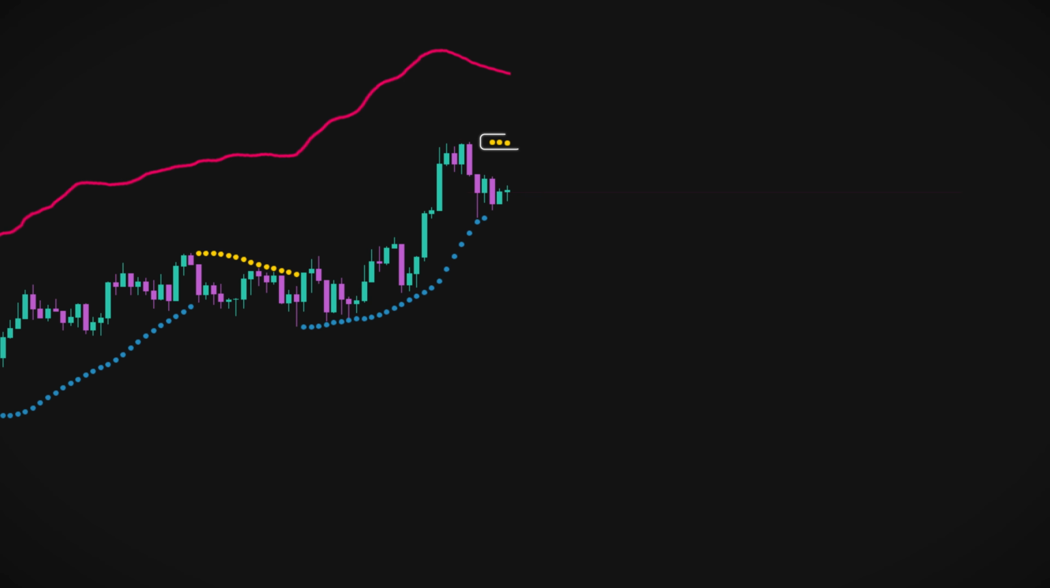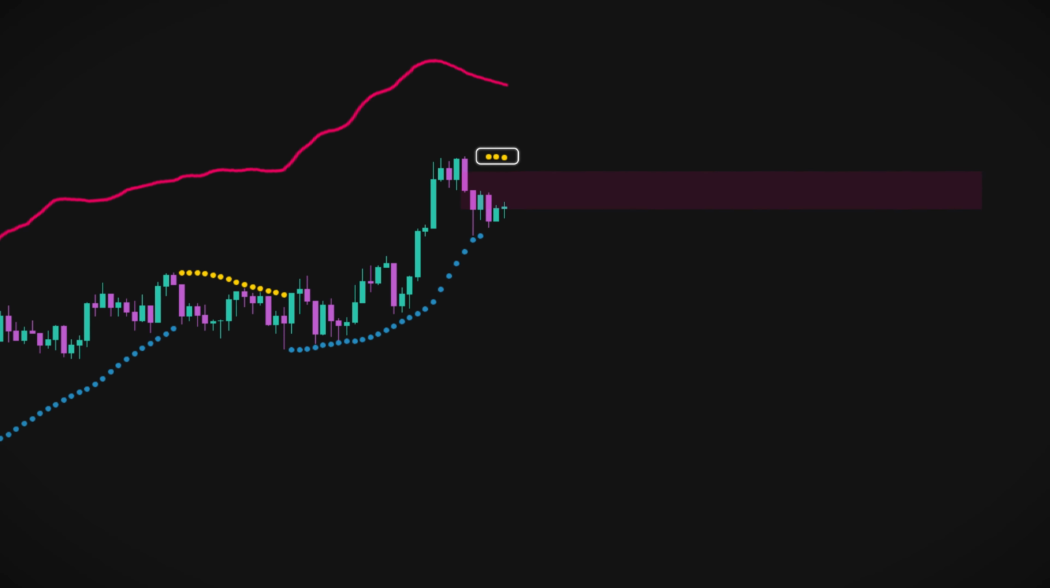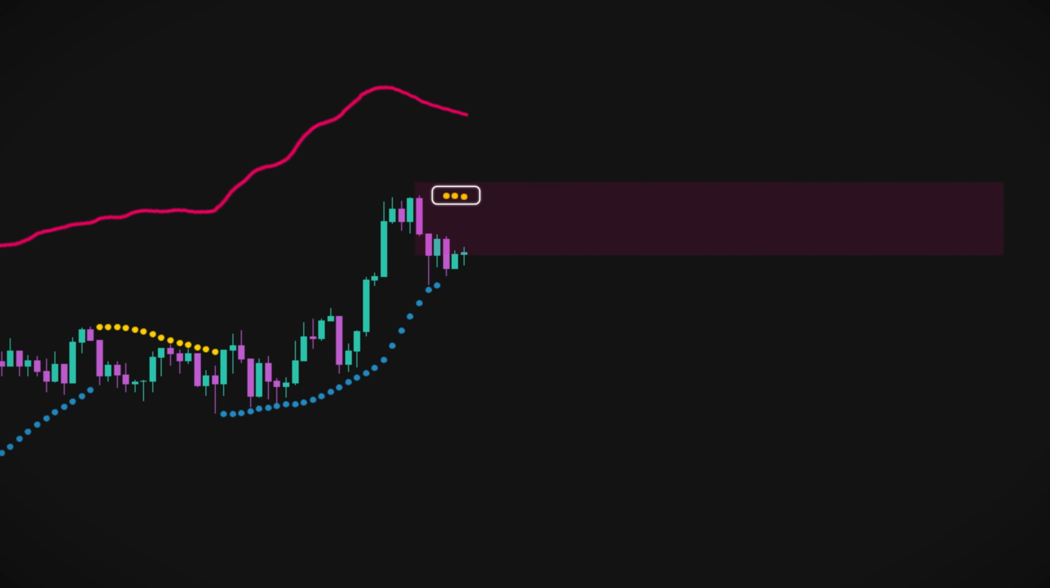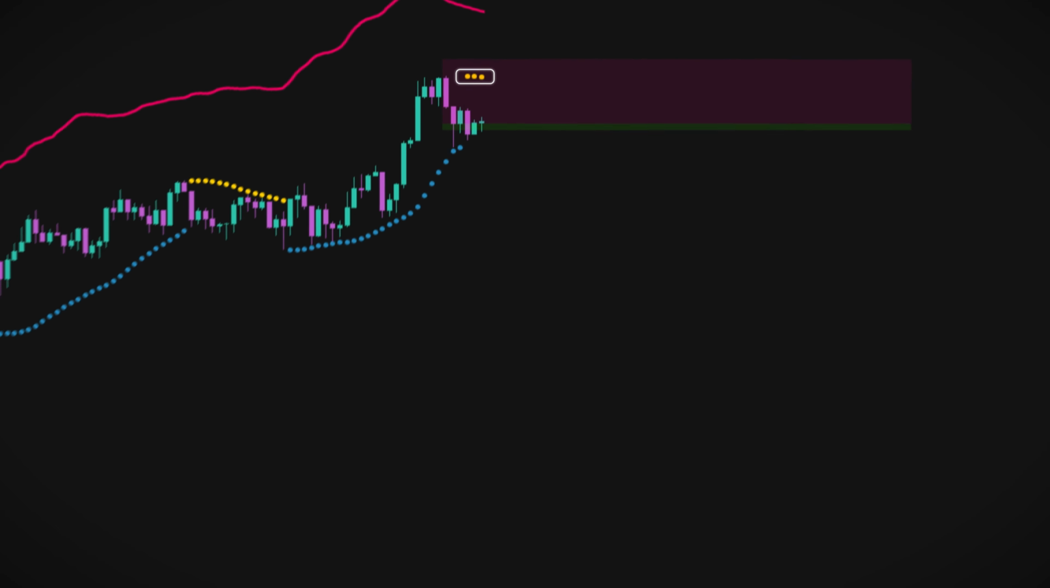To protect ourselves, we place the stop loss at the most recent parabolic SAR dot above the candles. This shows the last high of the downtrend and keeps us safe if the market moves against us. For take profit, we use the same 1.3 risk-to-reward ratio.